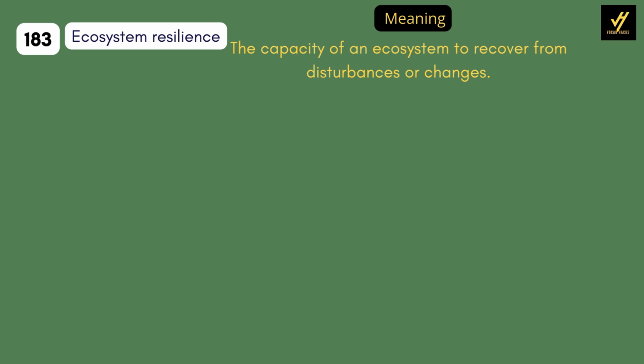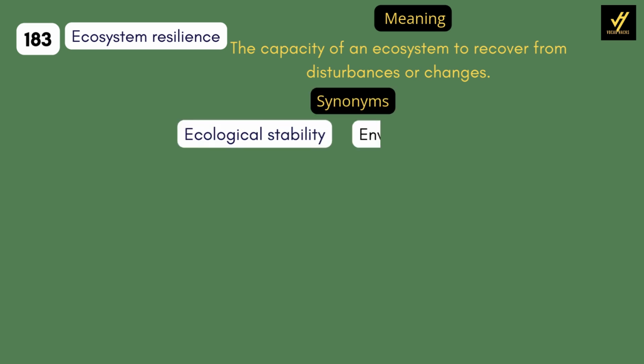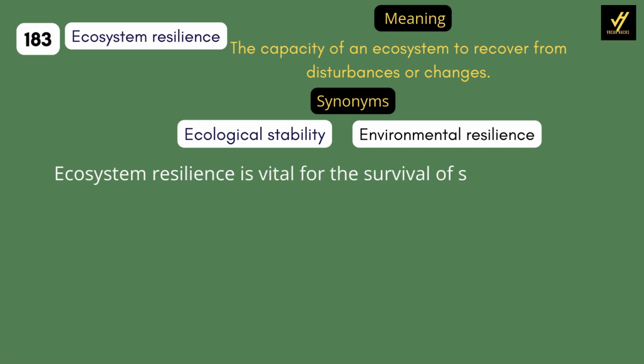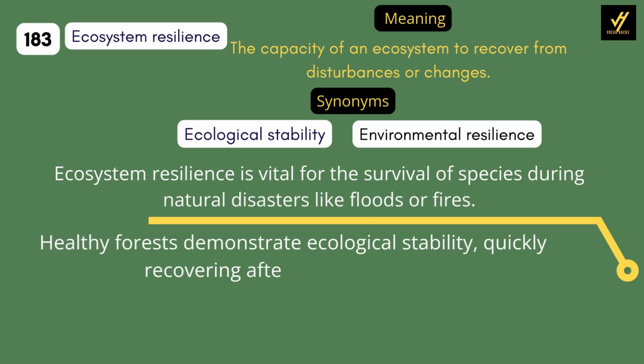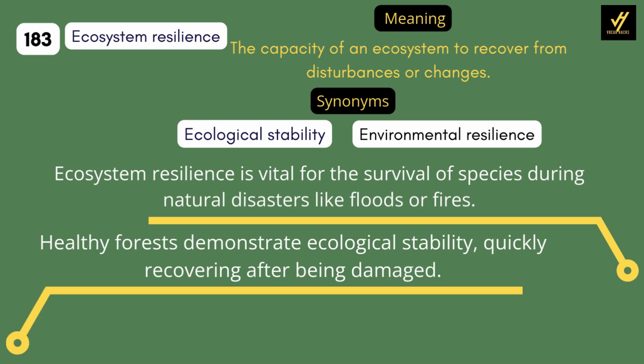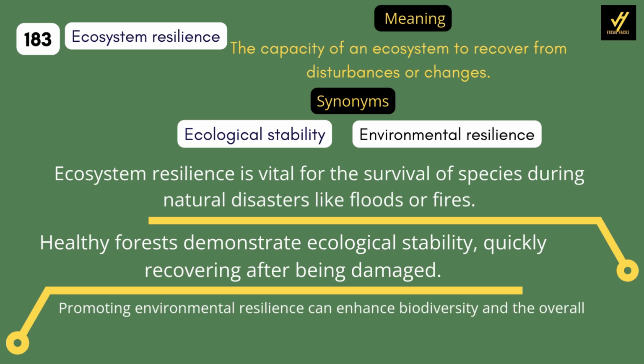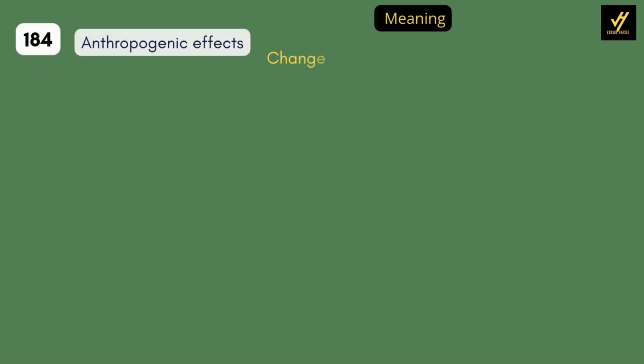Ecosystem resilience, the capacity of an ecosystem to recover from disturbances or changes. Ecosystem resilience is vital for the survival of species during natural disasters like floods or fires. Healthy forests demonstrate ecological stability, quickly recovering after being damaged. Promoting environmental resilience can enhance biodiversity and the overall health of our planet.